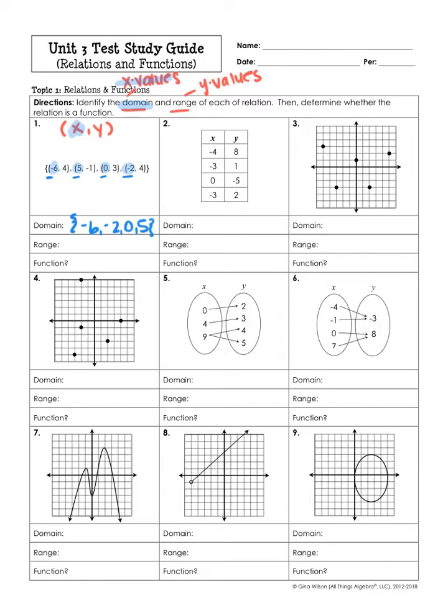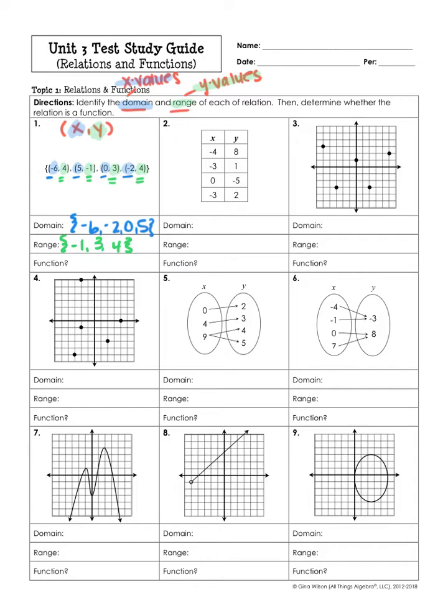Similarly, our range is our y values. So the y values come second. So 4, -1, 3, and 4. And we too have to write this in order from least to greatest. So our smallest number is -1, then 3, and then we have 2 4s. And remember, we don't have to write repeats. You only have to write 1 4. So our range would just be -1, 3, and 4.